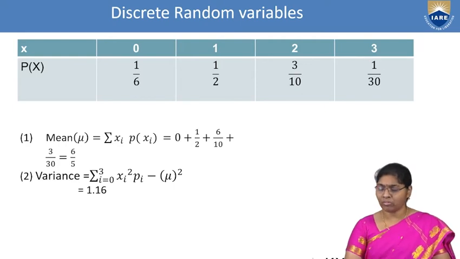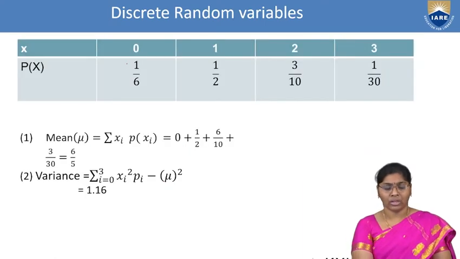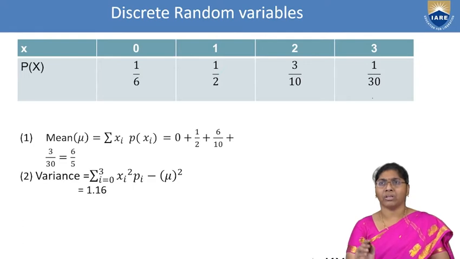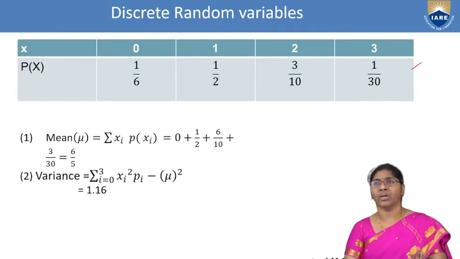Now, for 0 we get 1 by 6, for 1 we get 1 by 2, for 2 we get 3 by 10, and for 3 we get 1 by 30. Like that, the table is 1 by 6, 1 by 2, 3 by 10, and 1 by 30. This is the complete probability distribution table. What about the next method? Next one, we are calculating simply mean and variance.